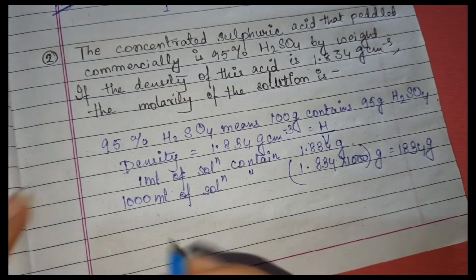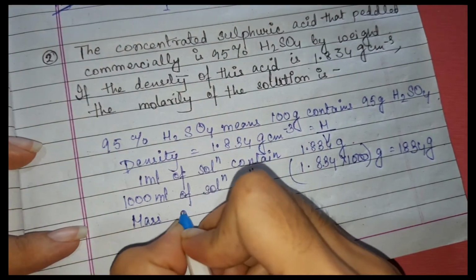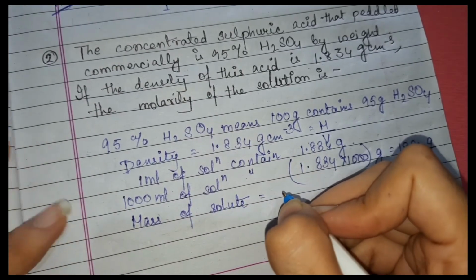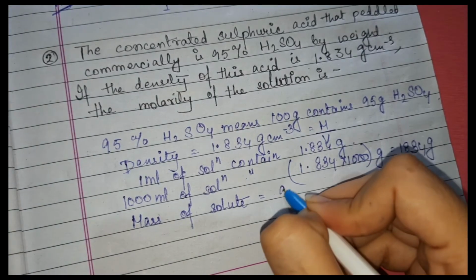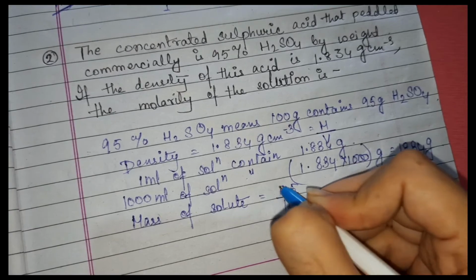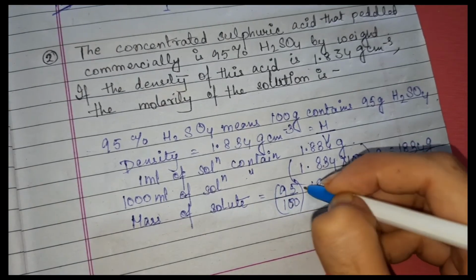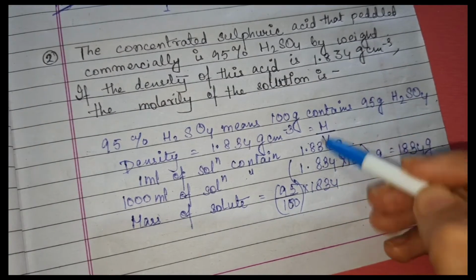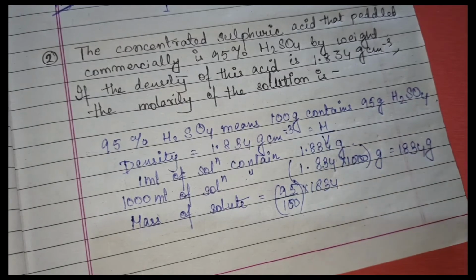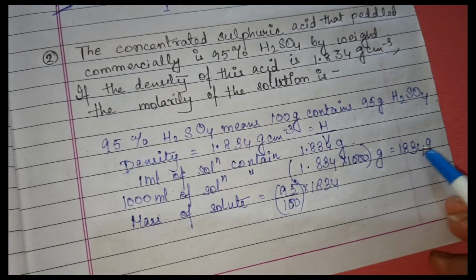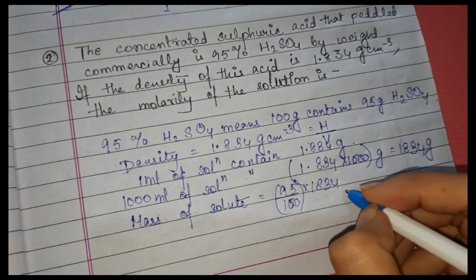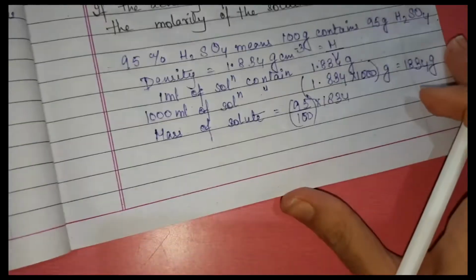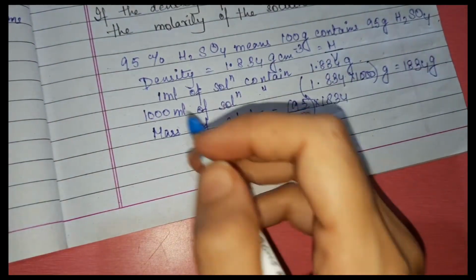Now, if I want to find the mass of solute, it will be 95 by 100 into this 1834. So we will get, let's keep it here for now. We will check the calculation when we find the molarity.